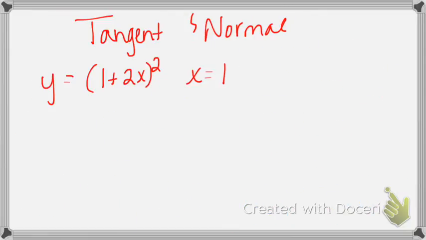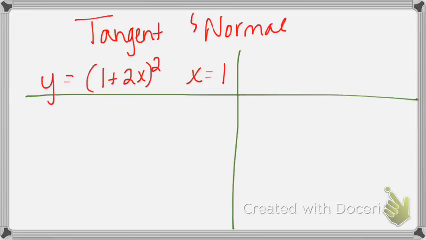All right, we'll do one more example of that. So we have an x value on this one. We need to go ahead and get our y value. Plug in the 1. That'd be 3 squared, which is 9. And then we need to go ahead and get our slopes.